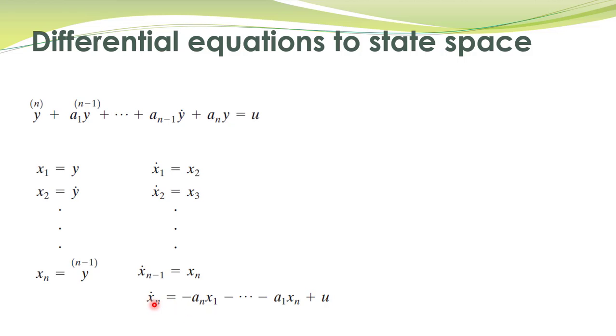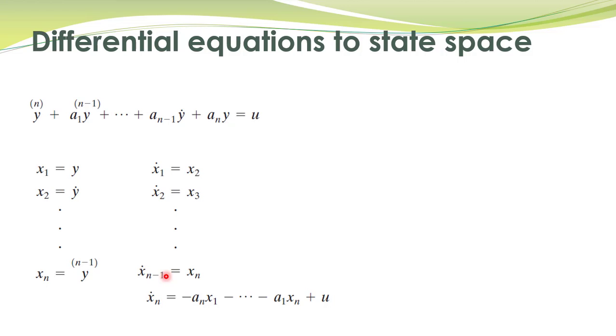xn dot is equal to this input u, which is written over here, and then this term brought to the right hand side, what will that be? a1 with a negative sign, minus a1 times the n minus first derivative of y, which is given the name xn. So minus a1 xn is this term. Likewise all other terms, and this an y is minus an x1, because y is named as x1.